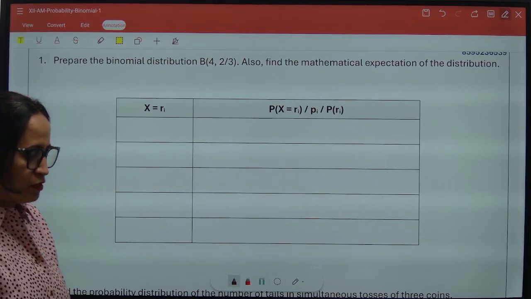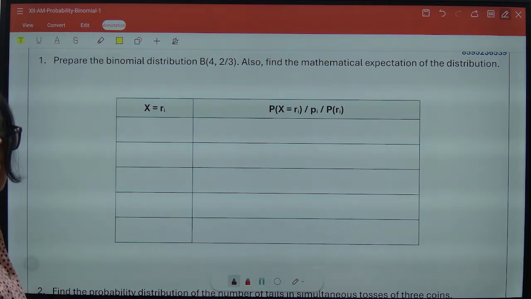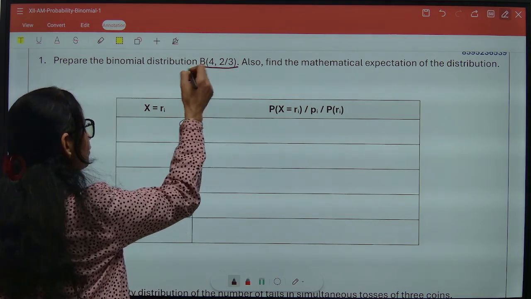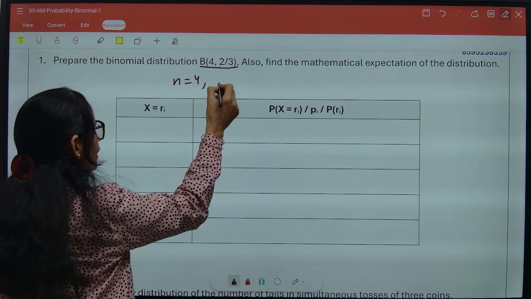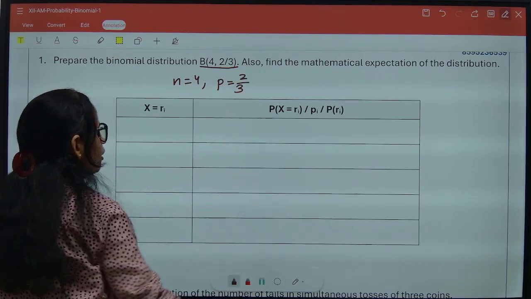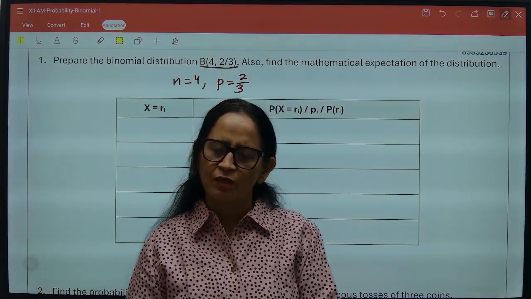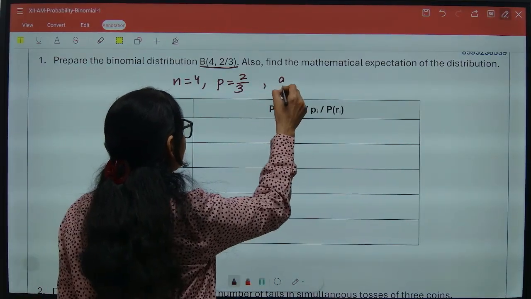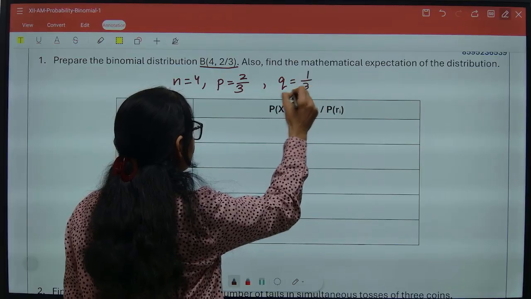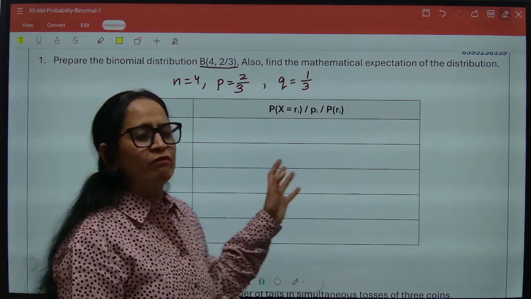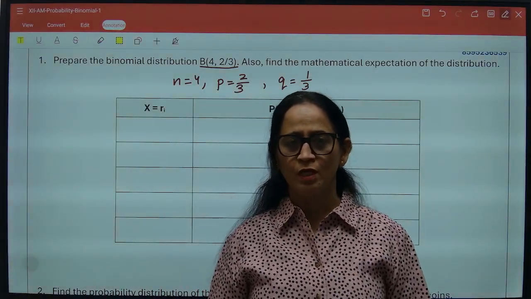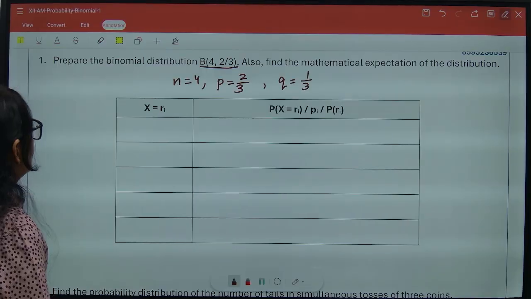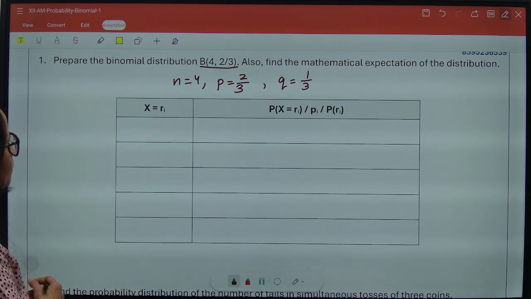It says, prepare the binomial distribution B(4, 2/3). This is just a notation. If it is written like this, that means n is 4 and p is 2/3. Now because the sum of probability of success and failure is always 1, if p is 2/3, q is going to be 1 minus 2/3, that is 1/3, right? Whenever we start solving any question related to binomial distribution, always write the values of p, q and n and then only see how to solve it. So here you have n, p and q, all three values with you.